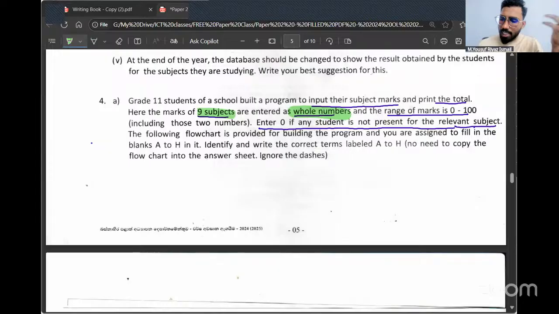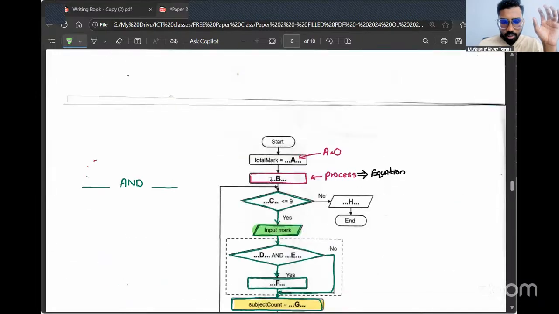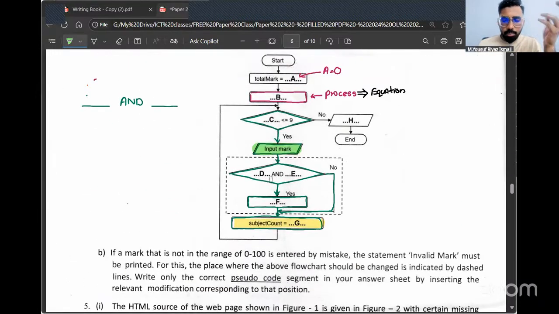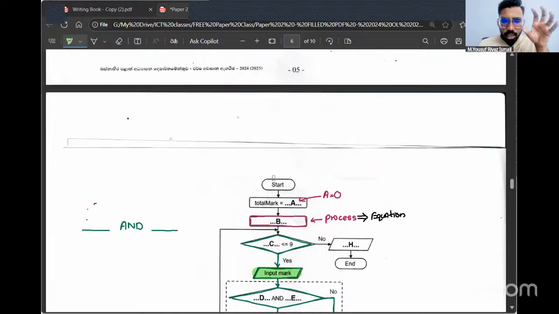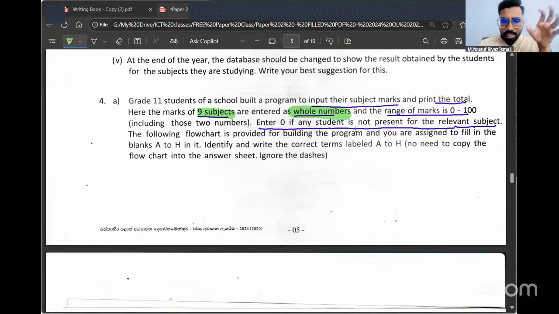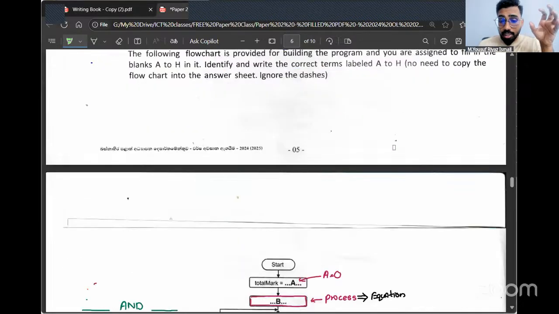Normally, we're not going to create a real program. In a real program, we have something called data types. Because of data types, you can check whether it is a whole number or a decimal number, a number without a decimal. I don't think in this program we have any part to check whether it is a whole number or not. But there is another thing they have mentioned: the entered marks has to be within a range of 0 to 100.